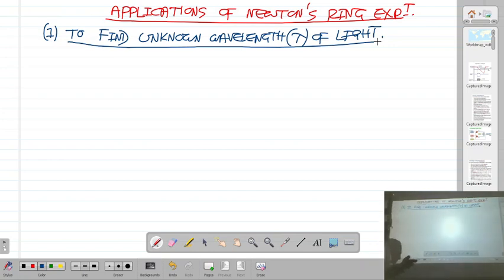But for that, what you have to do? First of all, you have to obtain the Newton's rings, and then you have to calculate the unknown wavelength of light using the Newton's ring experiment, right? So let us discuss the first application of Newton's ring experiment, which is to find the unknown wavelength of light.